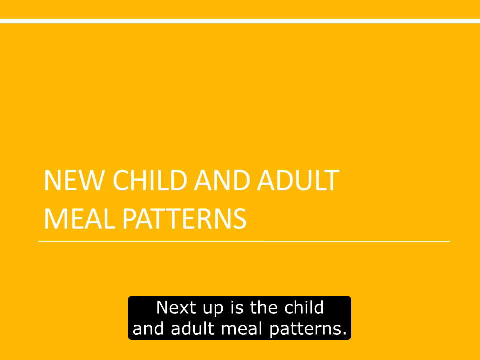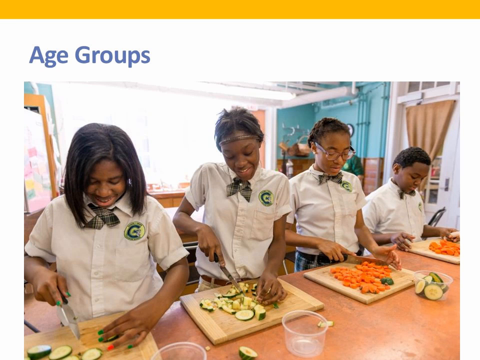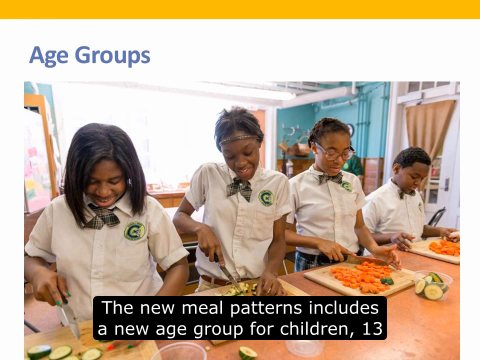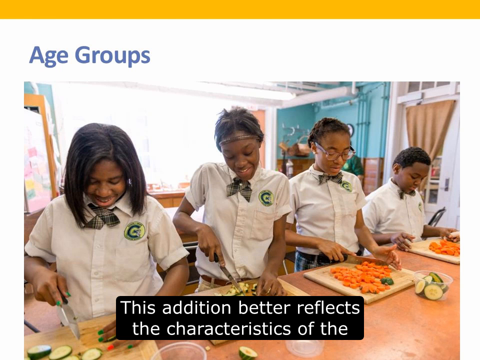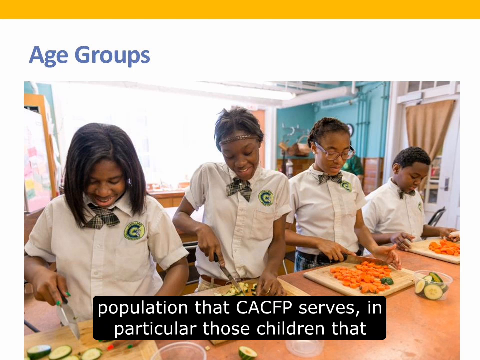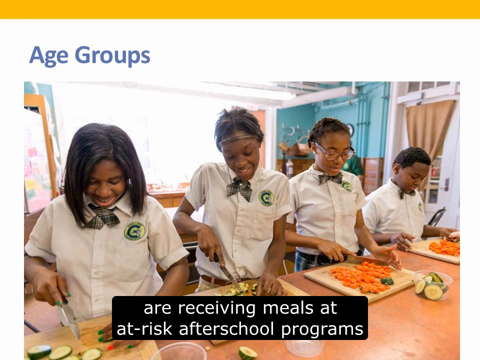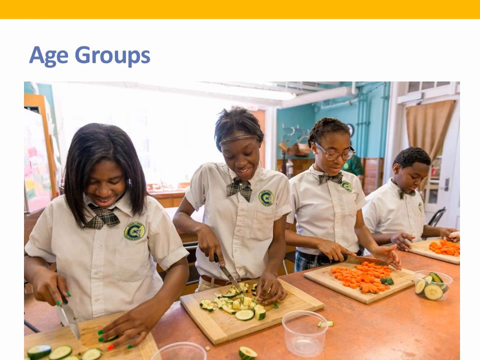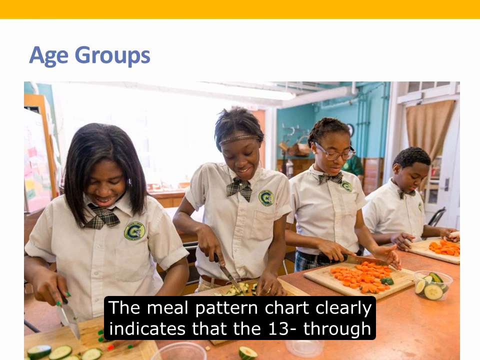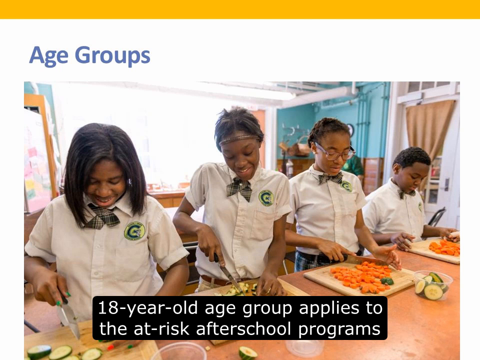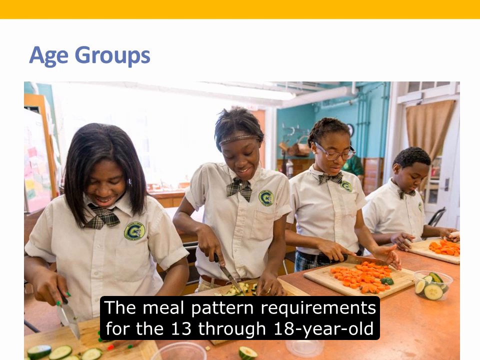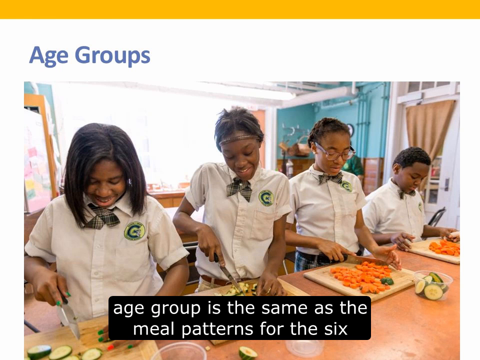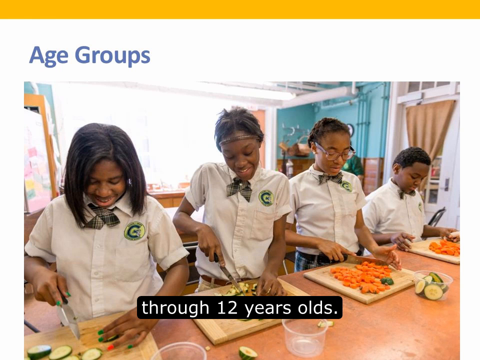All right, next up is the child and adult meal pattern. The new meal patterns include a new age group for children, 13 through 18-year-olds. This addition better reflects the characteristics of the population that CACFP serves, in particular, those children that are receiving meals at at-risk after-school programs and emergency shelters. The meal pattern chart clearly indicates that the 13 through 18-year-old age group applies to the at-risk after-school programs and emergency shelters. The meal pattern requirements for the 13 through 18-year-old age group are the same as the meal patterns for the 6 through 12-year-olds.